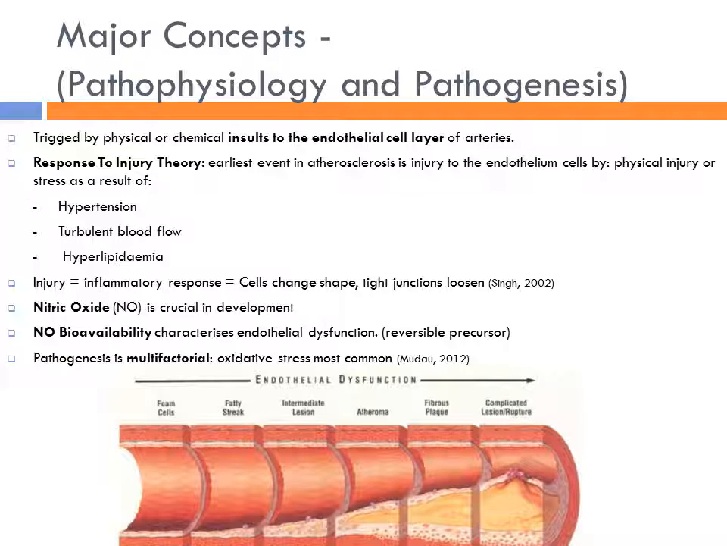The role of endothelial dysfunction as a pathological link is significant to practitioners as it is associated with cardiovascular risk factors and heart disease. The pathogenesis of endothelial dysfunction is multifactorial. However, oxidative stress is the most common cellular mechanism.